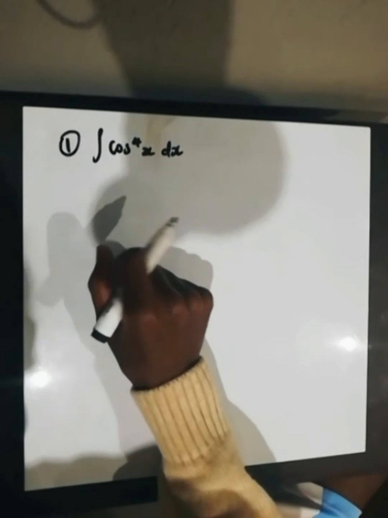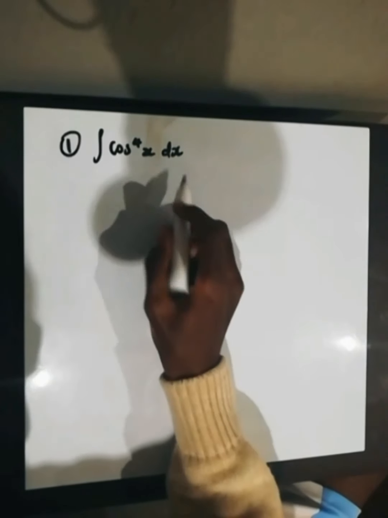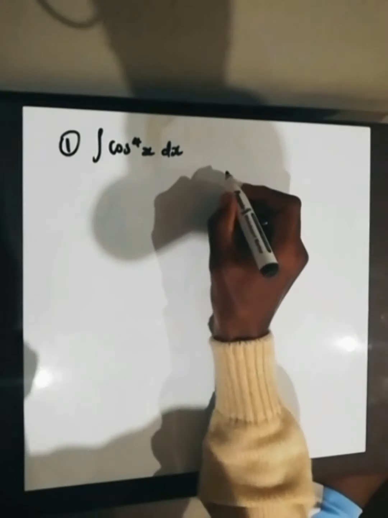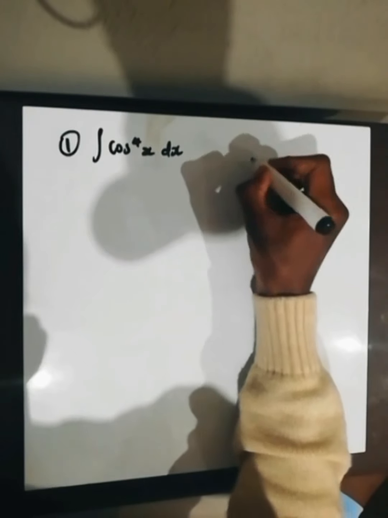So we are having cos raised to a power of 4x, and we are integrating with respect to x. Now we are going to use identities.